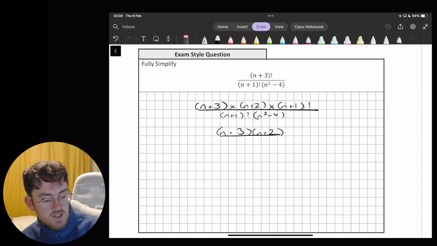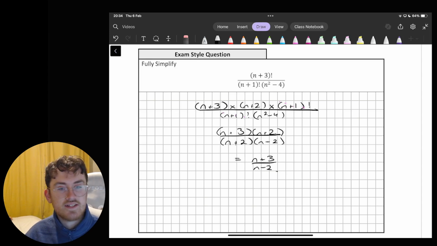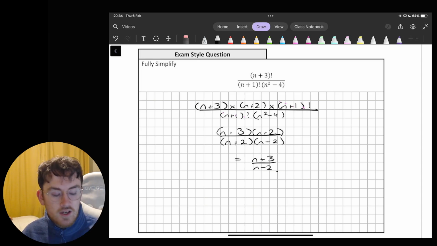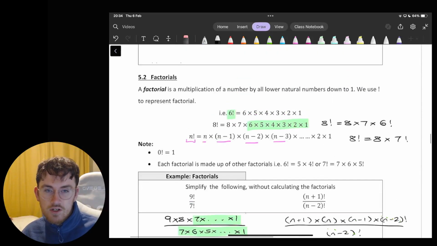On the bottom, it's n squared minus 4, which is a difference of 2 squares. It can be written as n plus 2 times n minus 2. So I actually end up with n plus 3 over n minus 2 with a bit of factorizing there. Okay, so really all I'm looking at here is that idea of a factorial being a multiplication of every number below it and how we can use that even when it applies to variables here. And that's going to come up a little bit later in our combination rules and our permutations, maybe to a lesser extent.